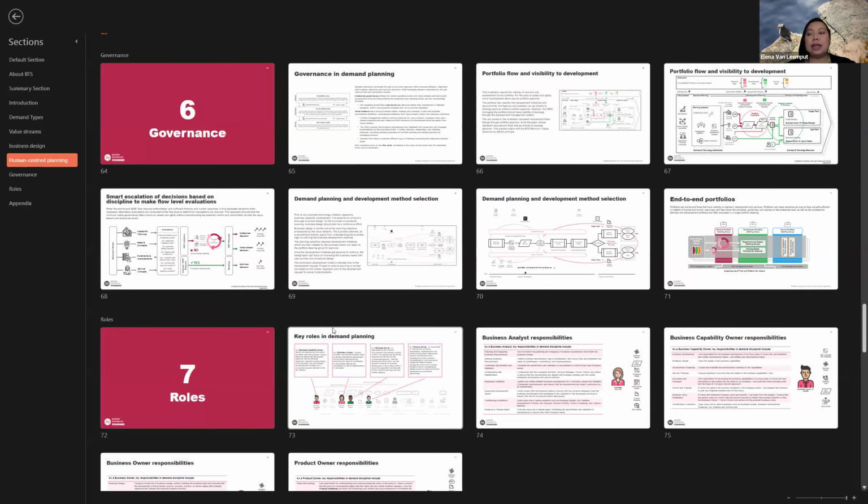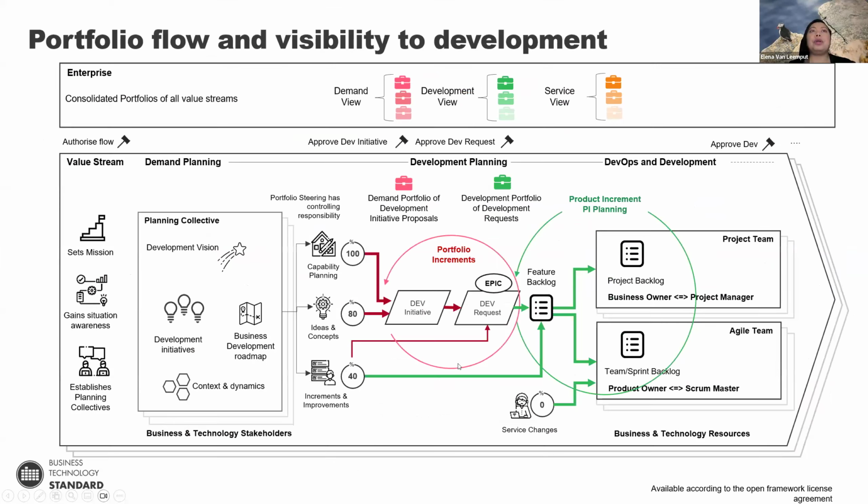And within this guide, we also have the governance part. How does portfolio get involved inside the value stream? How do they get the planning collectives' different development initiatives? If it's a capability planning, that's something that goes towards portfolio 100%. If it's ideas and concepts, it's possible that only 80% goes. If it's increments and improvements, they don't concern themselves more than 40%, for example, in this type of demand. And you can see that for service changes, portfolio doesn't need to know anything about that. Those are just straightforward continuous development types of changes.